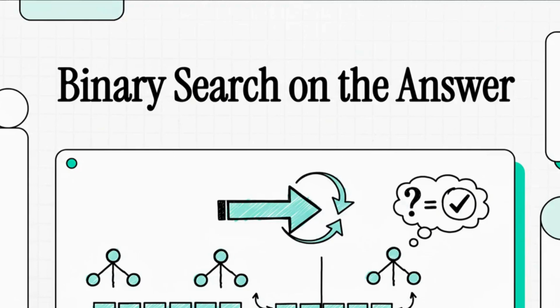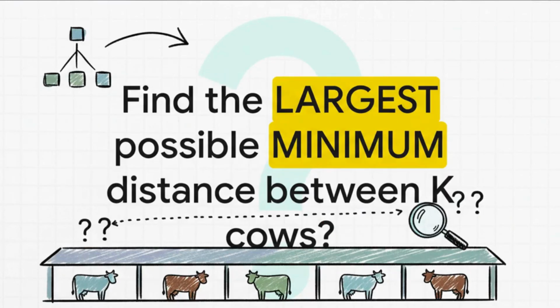Have you ever been so stuck on a problem that you just wish you knew the answer? Well, what if I told you that sometimes the fastest way to get to a solution is to start by, well, guessing the answer? Today we're going to dive into this really cool kind of backwards thinking technique called binary search on the answer. So, let's kick things off with a classic puzzle to wrap our heads around this.